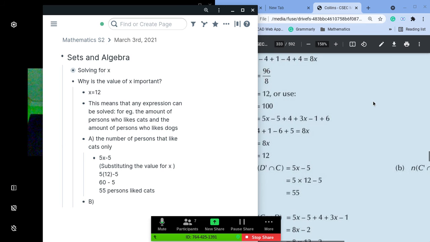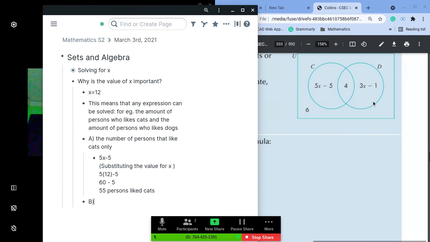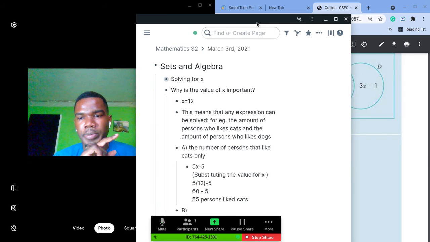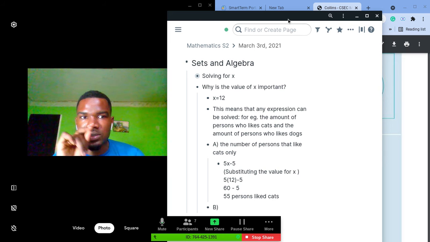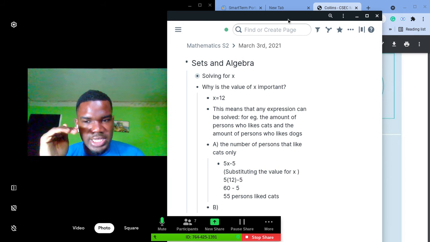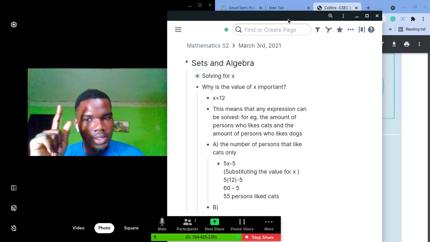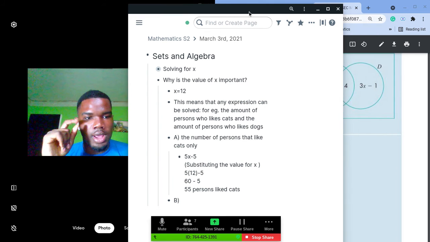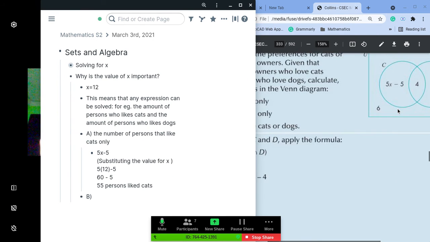So you might be saying, sir, okay, the amount of persons that liked cats is 55, but isn't there something I need to work out more? Not yet, because we're not talking about persons that liked cats only. We're just talking about the persons that liked cats overall, which is 55. There's going to be less persons that like cats only, and we'll show you what that is. But let's work out now the next part, which is B.